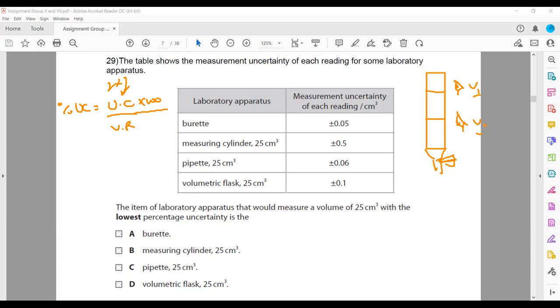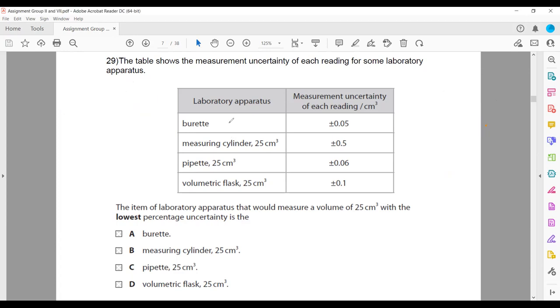So if an apparatus is used twice, for example if you are using a thermometer to measure a temperature change, in that case the uncertainty will also be multiplied by 2, because we measure the initial temperature and we measure the final, so each value will have uncertainty. So the total uncertainty will be twice the original uncertainty.